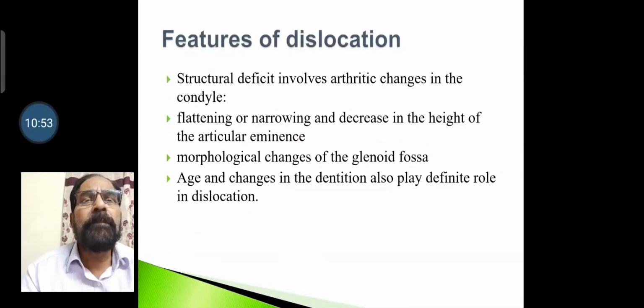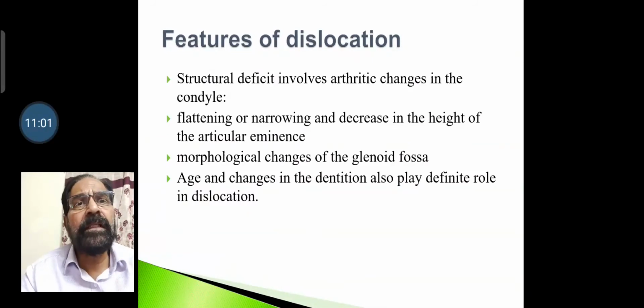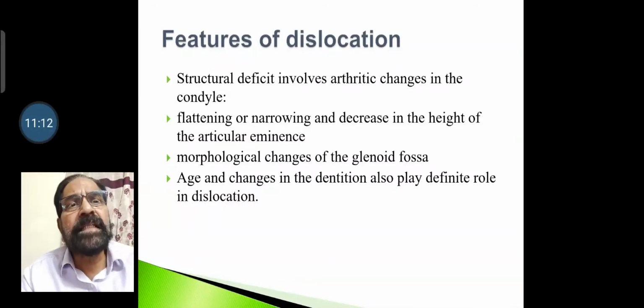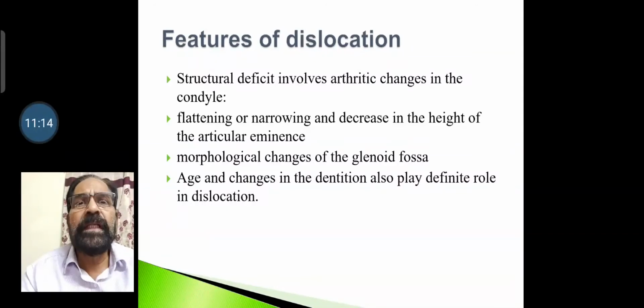Features of dislocation. Structural deficit involves arthritic changes in the condyle, that is flattening or narrowing, or decrease in the height of the articular eminence, or the morphological changes of the glenoid fossa. Age and changes in the dentition also play a definite role in dislocation.